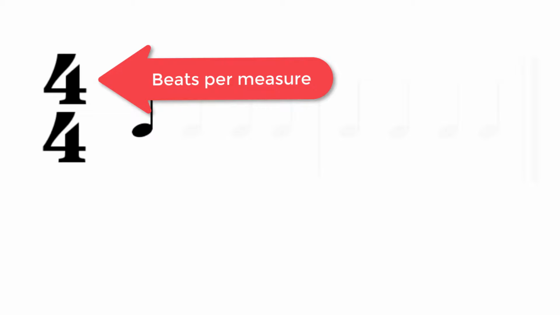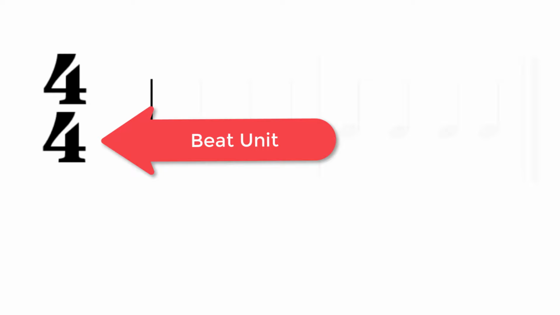The reason that we know that a quarter note is one beat is because of these two numbers on the left-hand side of your screen. It looks like a fraction, but in music we call this a time signature. A time signature tells us two things. The top number tells us how many beats are in one measure. The bottom number tells us the beat unit, or what kind of symbol gets one beat.